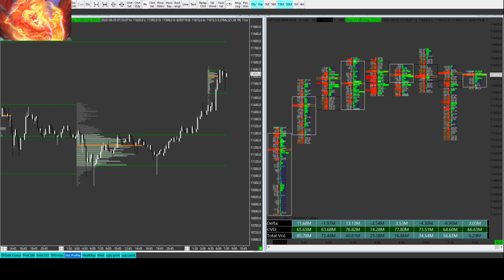We're going to go over a little bit more in depth on how to use the footprint, and we're going to combine it with a profile. Today, we're using the volume profile, not the market profile. The ideas are the same for both, though.